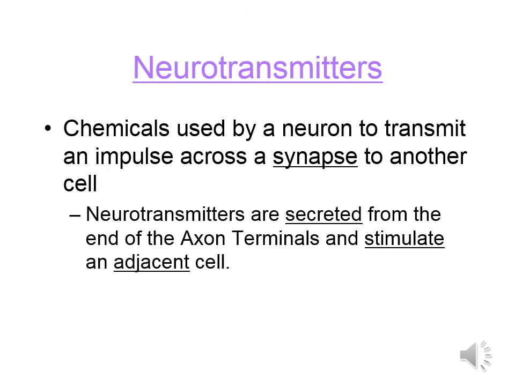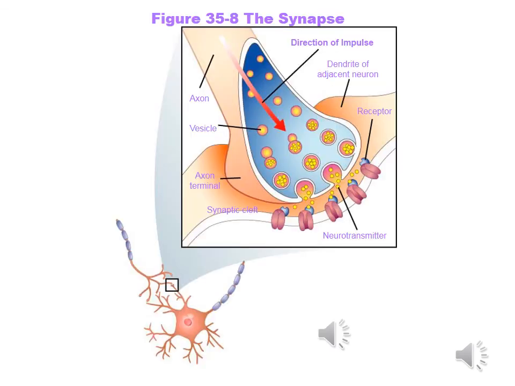Neurotransmitters are chemicals used by a neuron to transmit an impulse across the synapse to another cell. Neurotransmitters are secreted from the ends of the axon terminals and stimulate the adjacent cells. So this is how it communicates. When the impulse gets to the end of the axon terminals, they start releasing neurotransmitters. If enough of them get released, it starts an action potential in the next cell. So that's how they communicate.